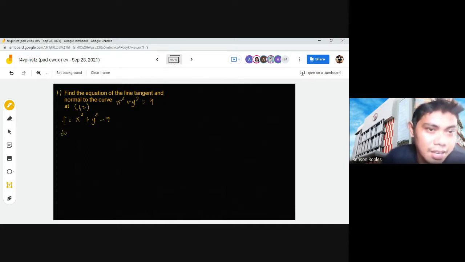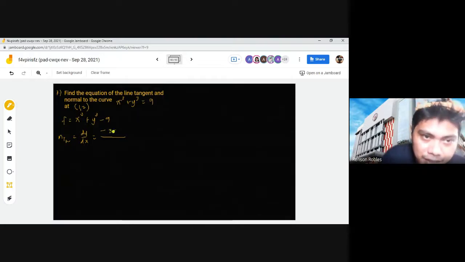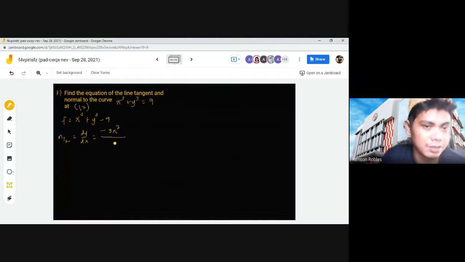And then dy/dx, this is the slope of the tangent line. Diba? Meron tayong point of tangency. Ang kailangan lang natin is the slope. The slope of the tangent line equals the derivative of y in terms of x. Then equals negative derivative of x cubed plus y cubed minus 9 in terms of x, that's 3x squared, then plus 0 minus 0. Derivative of x cubed plus y cubed in terms of y, 0, 3y squared. So you'll have negative x squared over y squared at (1, 2).